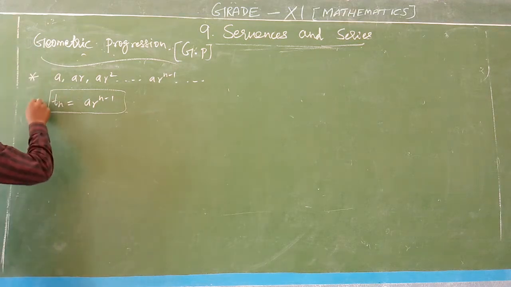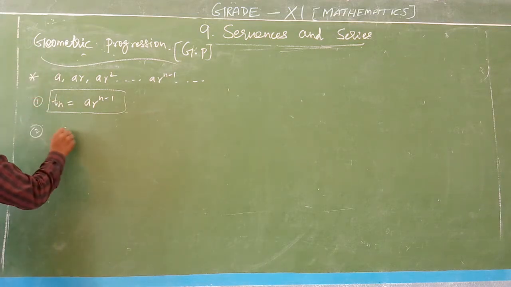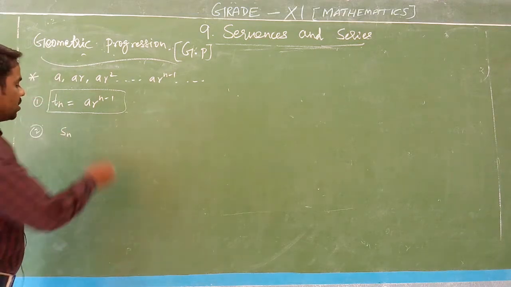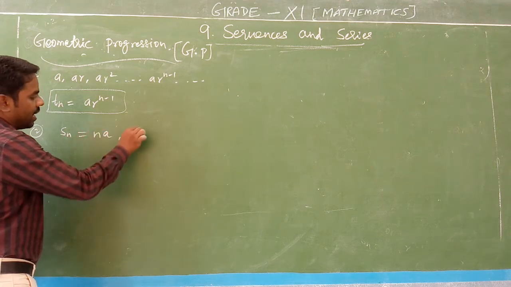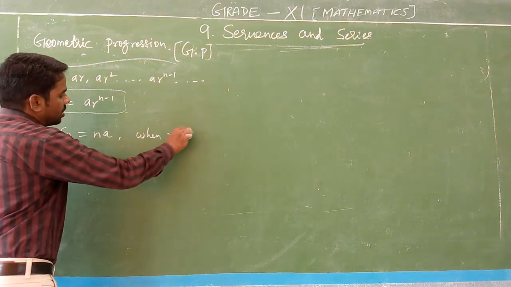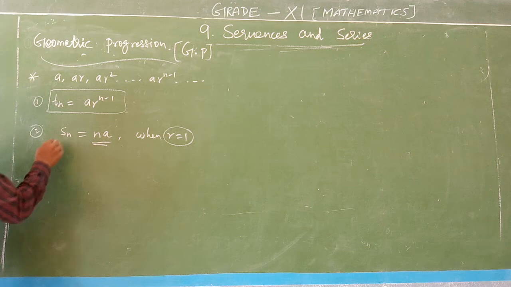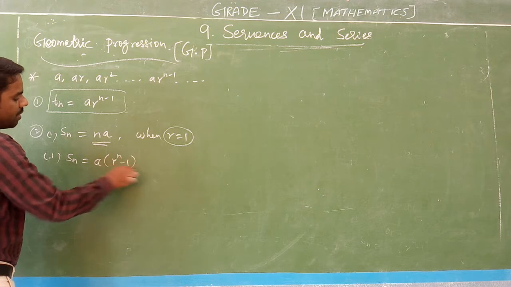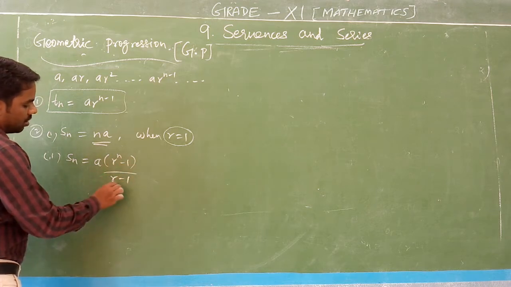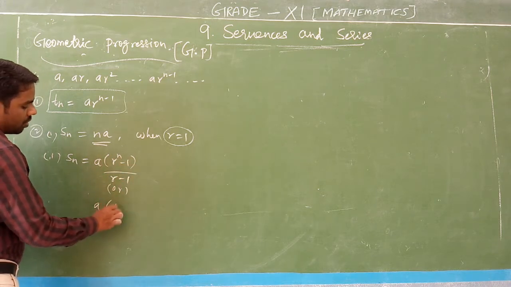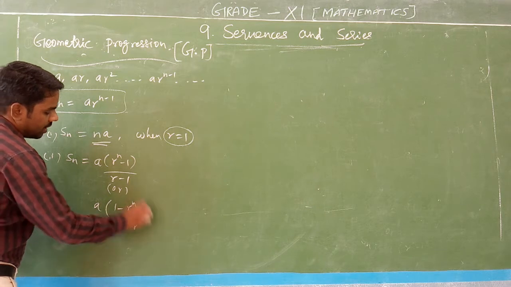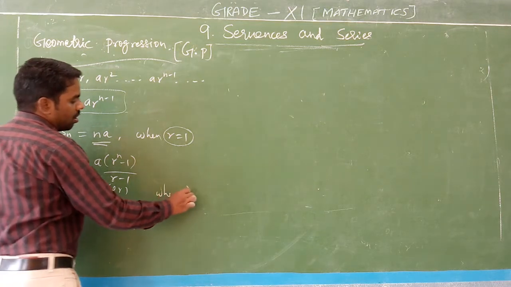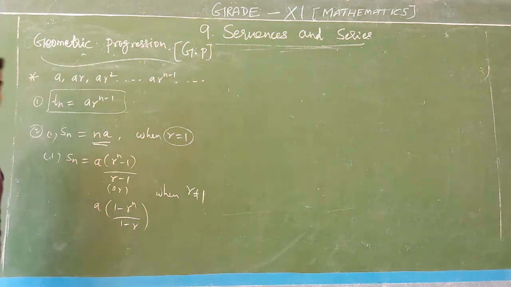And the second formula, the sum of n terms, is equal to na when r equals 1, and Sn is equal to a times (r power n minus 1) by (r minus 1), or a times (1 minus r power n) by (1 minus r), when r is not equal to 1. This is a very, very important formula.